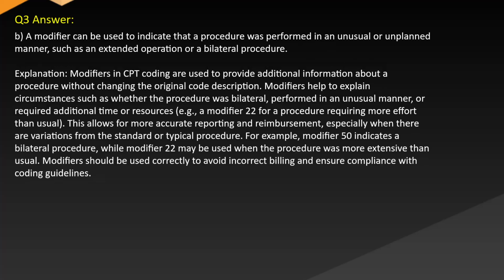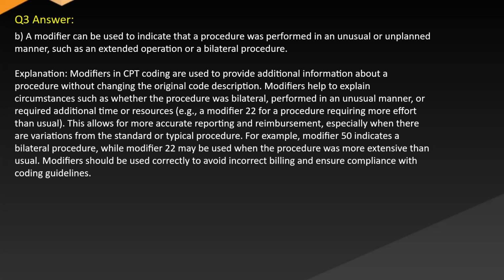Answer. B. A modifier can be used to indicate that a procedure was performed in an unusual or unplanned manner, such as an extended operation or a bilateral procedure. Explanation. Modifiers in CPT coding are used to provide additional information about a procedure without changing the original code description. Modifiers help to explain circumstances such as whether the procedure was bilateral, performed in an unusual manner, or required additional time or resources, e.g., a modifier 22 for a procedure requiring more effort than usual.